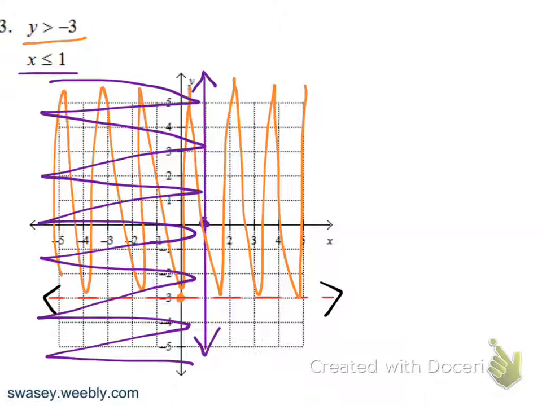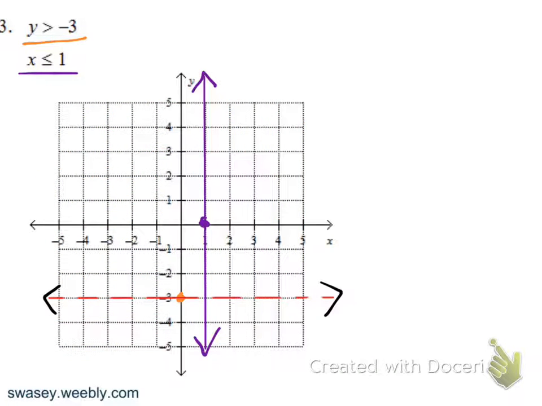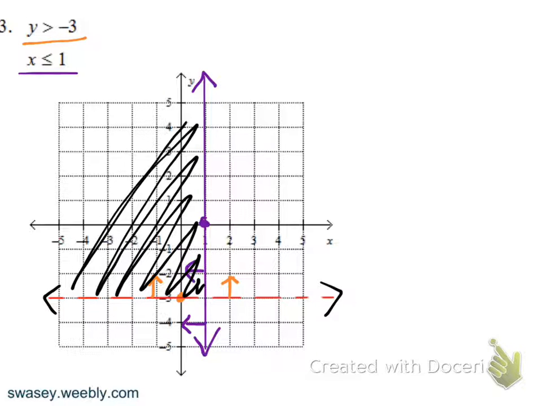So you can either show it like this, but if you're using just regular pencil, make sure it's obvious. Or you can think about where it's going to be shaded. We would shade above the dashed line, and then we'd shade to the left of the vertical line. So this is the one region that will be shaded twice. That's where our solution set will be.